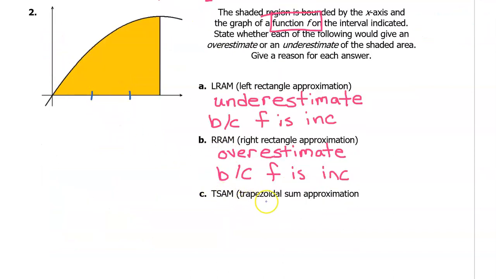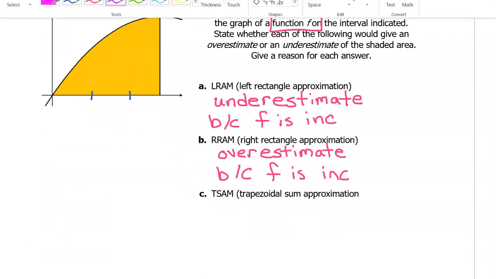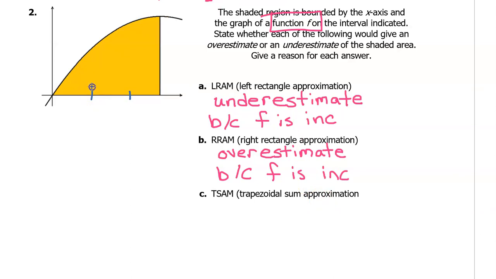Finally, what about the trapezoidal sum approximation method? So let's draw one trapezoid, which would be something like this. All right, we have our two vertical bases, and then we connect the ends to form our trapezoid.